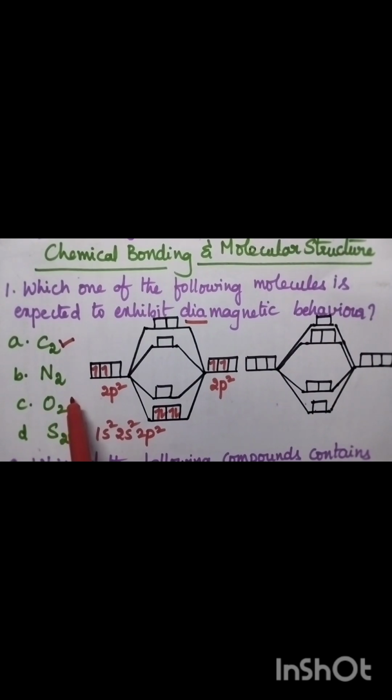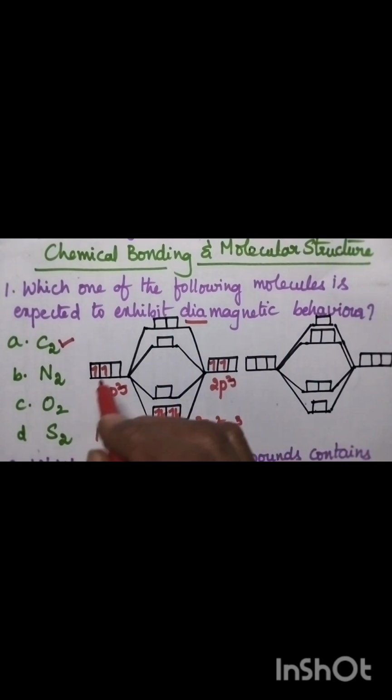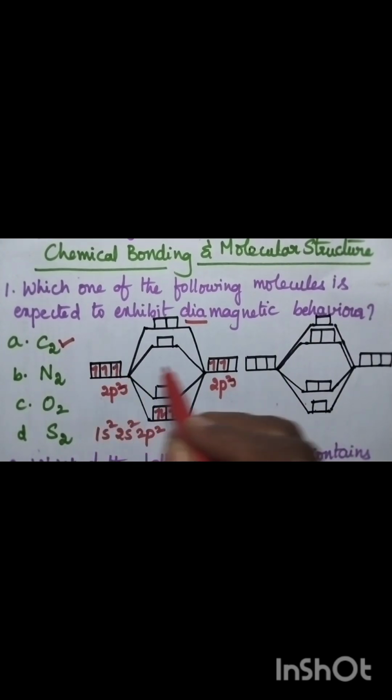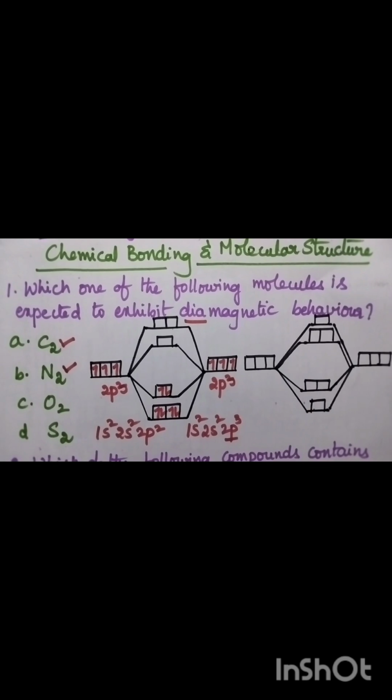Moving to the N2 molecule, here the atomic number of nitrogen is 7 and its configuration is 1s2, 2s2, 2p3. So the p orbital contains 3 electrons. So coming to the molecular orbitals of nitrogen, here 2p3. Altogether 6 electrons are present. Already 4 electrons are filled, 5, 6. Again N2 contains only paired electrons. So due to the absence of unpaired electrons, again N2 is diamagnetic in nature.